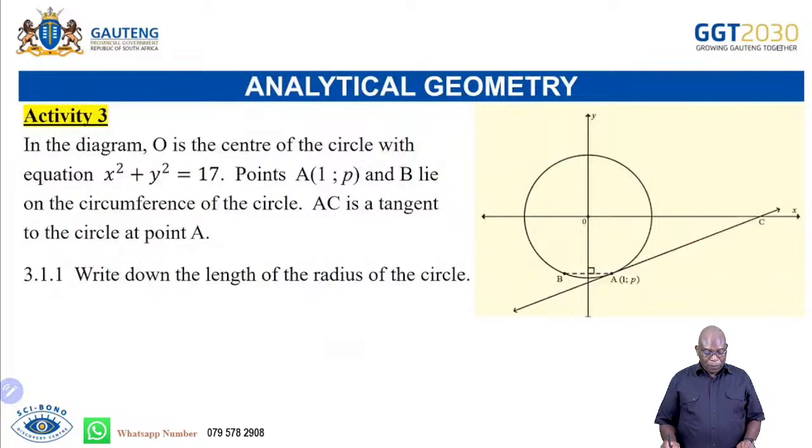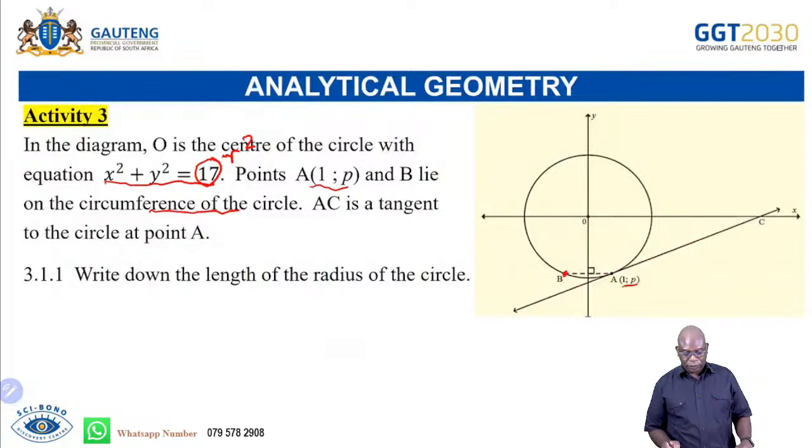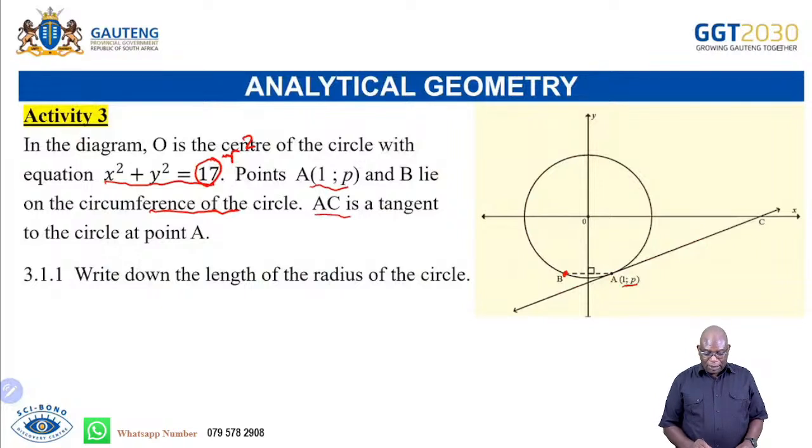In activity 3, in the diagram, O is the center of the circle with that equation. You see, the equation is given. Obviously, I know that this thing here is r squared. Point A is given as (1, p). Point B also lies on the circumference of the circle. It's very important that we know that point B is also on the circle. AC is the tangent, so that whole line touches the circle at point A, at only one point. So it is the tangent.